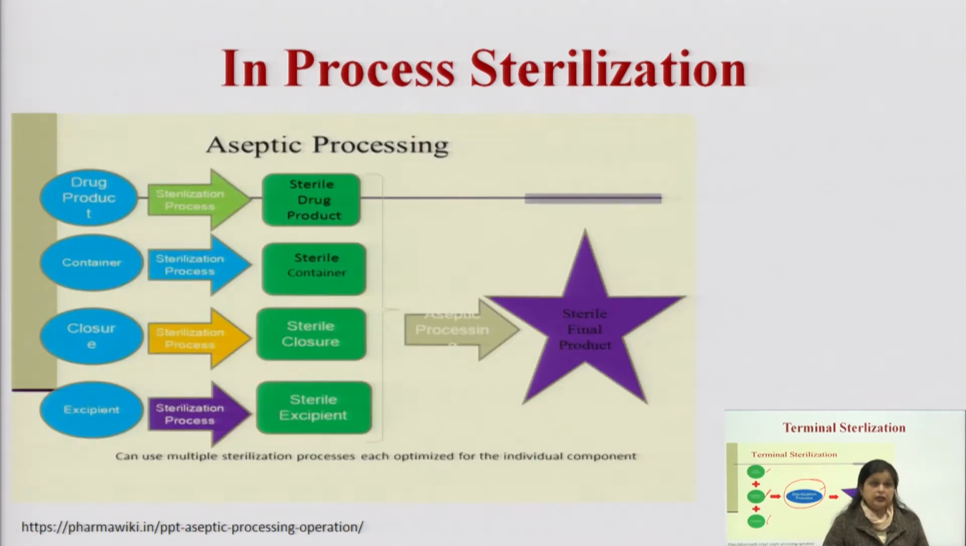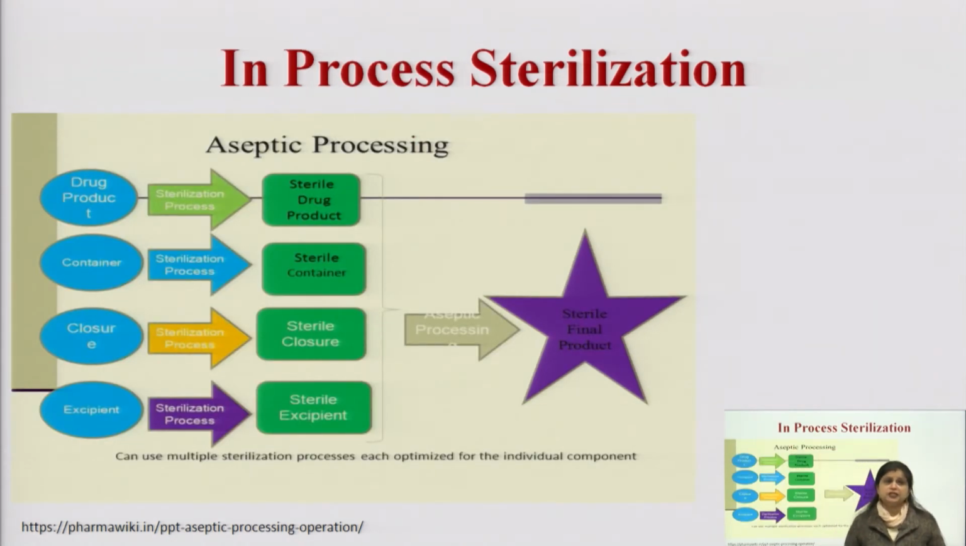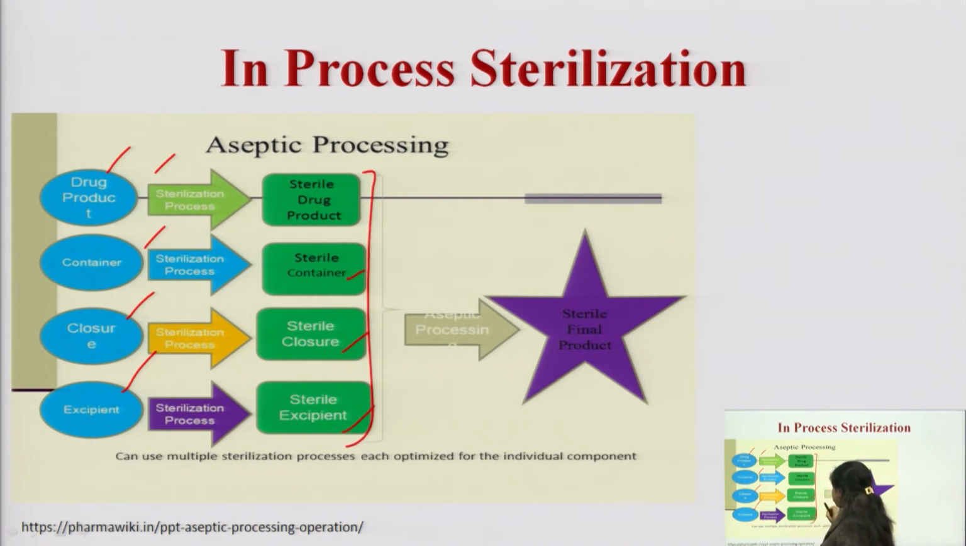But what we call in process sterilization is different: first, if we have a drug product, we will sterilize the drug product first. The drug product has to be sterilized in one way, the container in a different process, the closure in a different process, and the excipient in a different process. After sterilization, all the sterile drug products, sterile containers, sterile closures and sterile excipients have to be moved to the aseptic region, where they will be packed and, after packing, dispensed. There will be no end product sterilization in the case of in process.